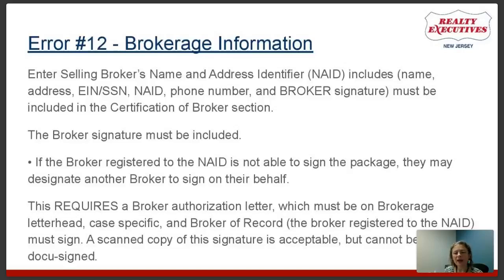And the broker of record, who has to be a registered HUD broker, has to also include the NADE number. Again, NADE stands for Name, Address, Identification Number for the broker. The broker also has to sign it. It cannot be DocuSigned. It cannot be electronically signed. It has to be signed in ink and included in the package.